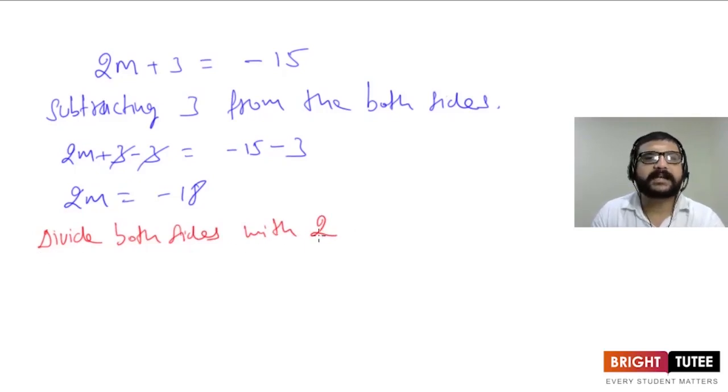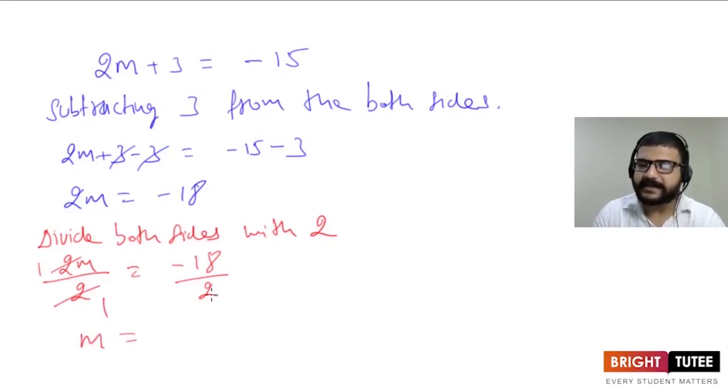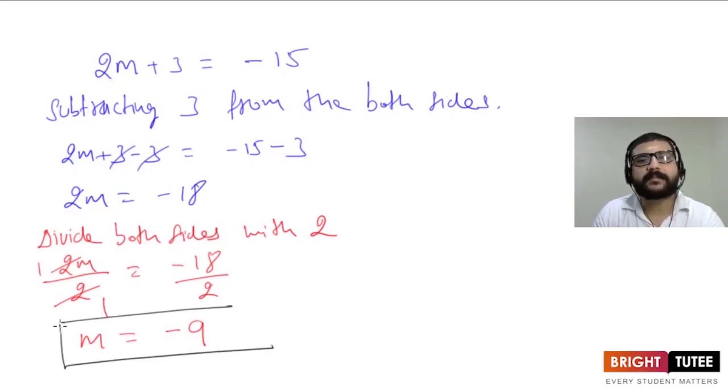Now by dividing both the sides by 2, what will we get? We will get 2m divided by 2 is equal to minus 18 divided by 2. Now by simplifying this, we can cancel this 2 with this 2 and we will get m is equal to minus 18 divided by 2. And what is minus 18 divided by 2? It is minus 9. Therefore, the solution of this equation will be m is equal to minus 9.